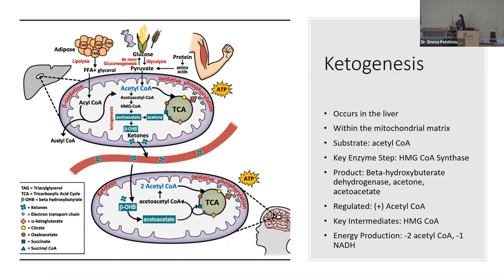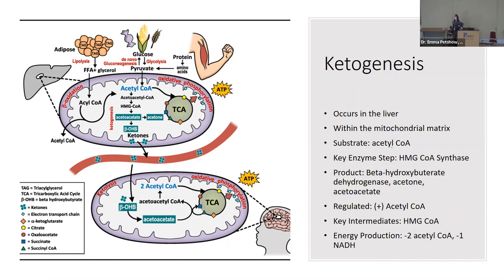It's regulated by acetyl-CoA. More acetyl-CoA will increase ketogenesis. It has to go somewhere. Key intermediates are HMG-CoA, and we're actually going to decrease energy to do this, to make ketones. We're going to lose 2 acetyl-CoA, and we're going to lose 1 NADH. But the benefit of ketones is they do what? They give you energy, and then what's special about them? They're fast-acting. You can get them quick. They're quick forms of energy.